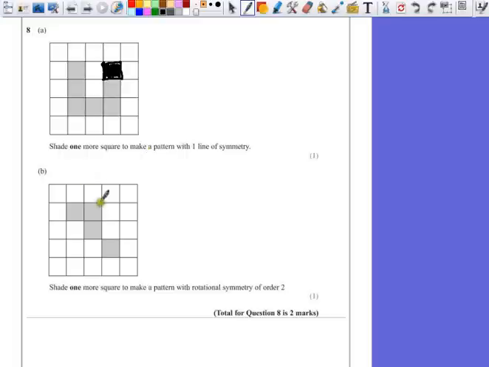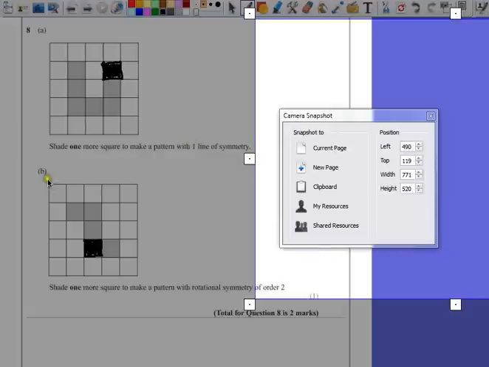Rotational symmetry is when you turn the shape around. And order 2 means that when you go all the way around 360 degrees, the shape will look exactly the same twice, which includes its original position. The only place to do this on this design is to shade in this square here. By turning this pattern upside down, you can see exactly the same design.